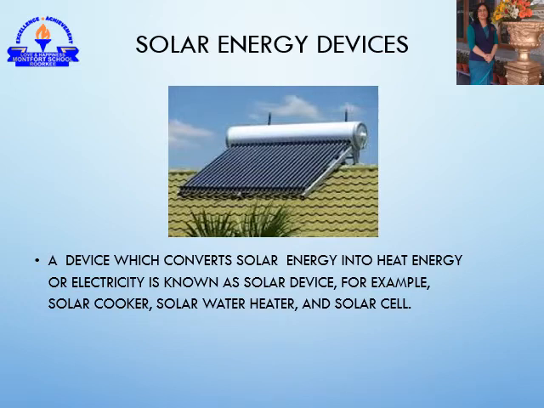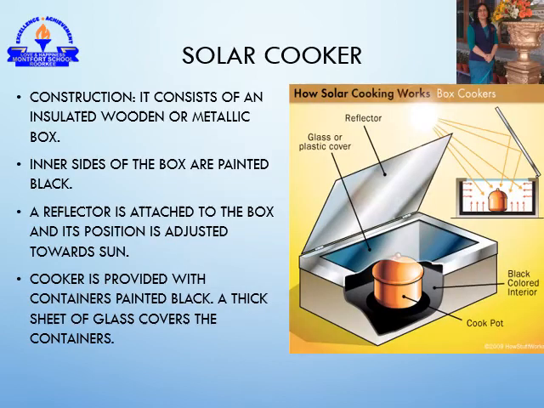So how can we harness this solar energy? There are devices with which we can use the solar energy. Let us see what type of devices and what are the uses of these devices. A device which converts solar energy into heat energy or electricity is known as a solar device. Examples are solar cooker, solar water heater and solar cell. One of the diagrams here shows the solar water heater. Let us start with the applications of solar energy.